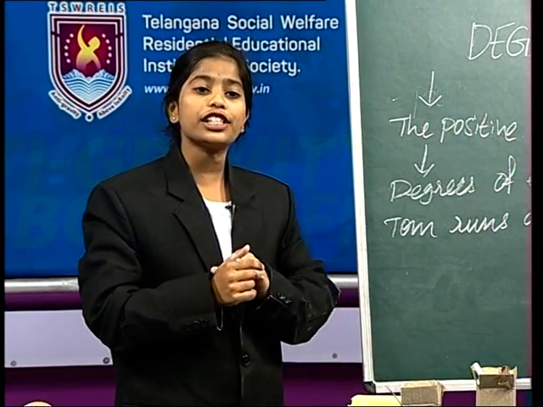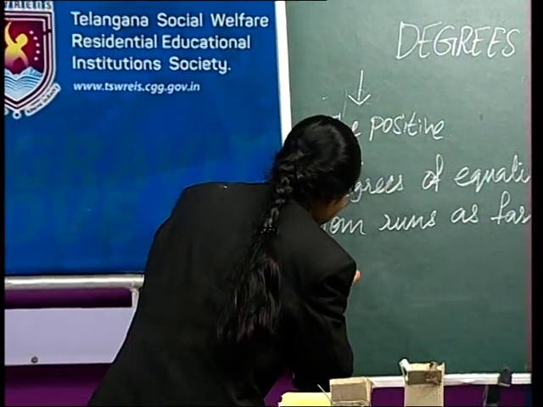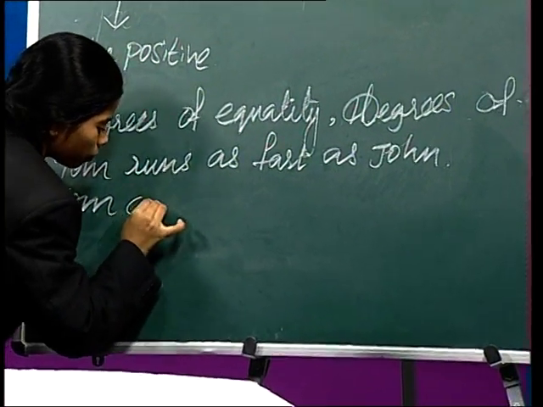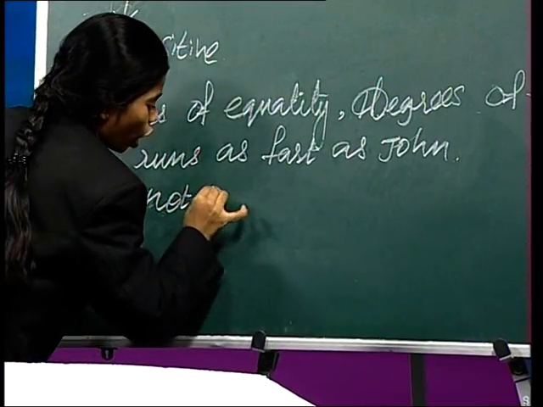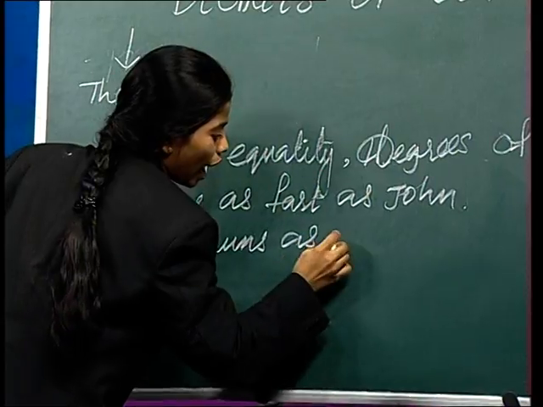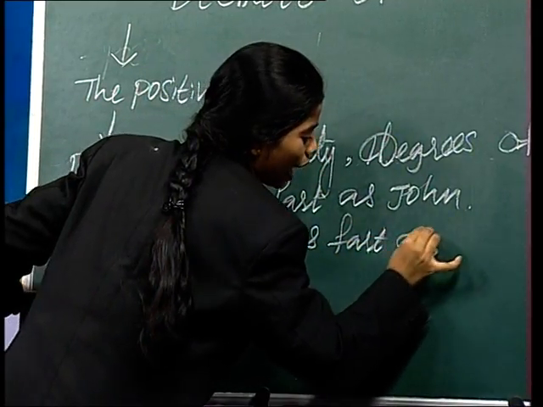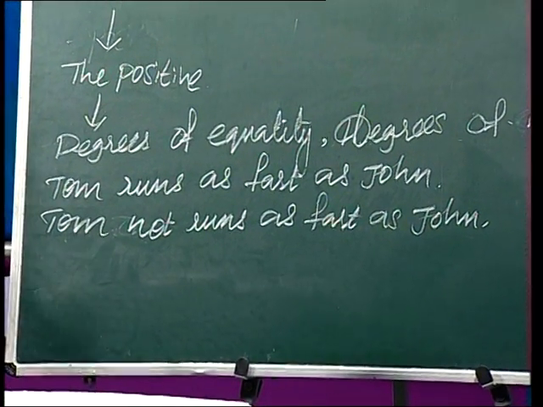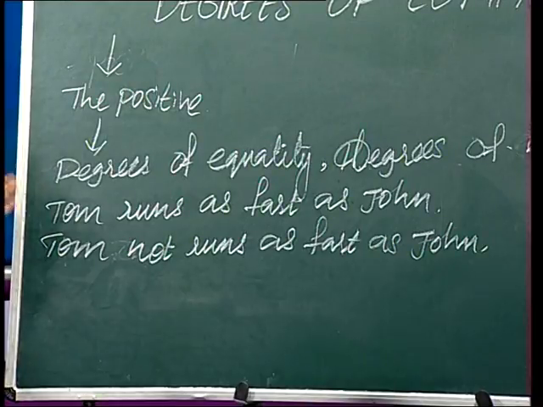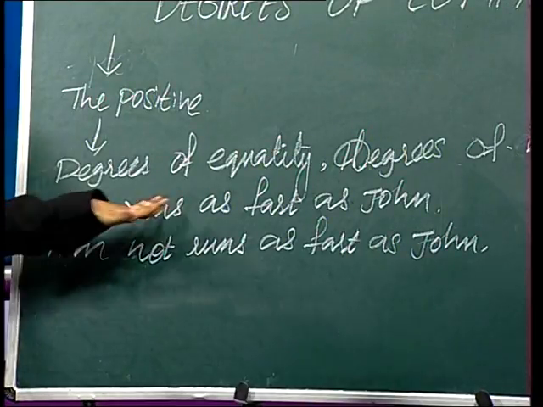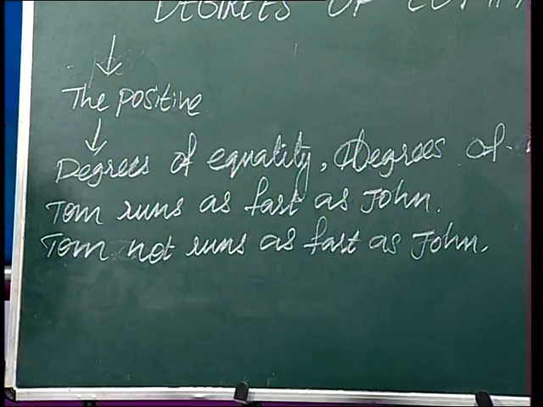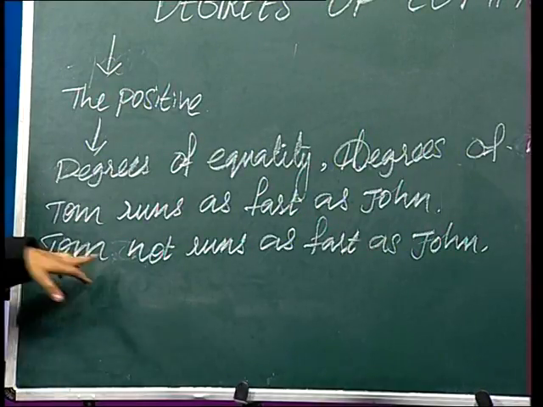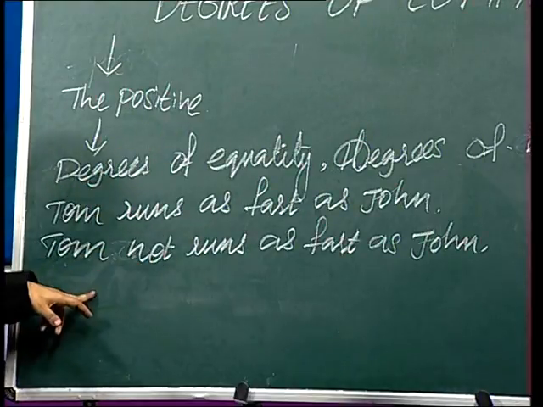While coming to the degrees of inequality, let us know that Tom does not run as fast as John. So what did you observe, friends, from the degrees of equality and degrees of inequality? Tom runs as fast as John is the equality showing among the two persons. And in degrees of inequality, Tom does not run as fast as John. So here the not is showing the inequality of Tom.